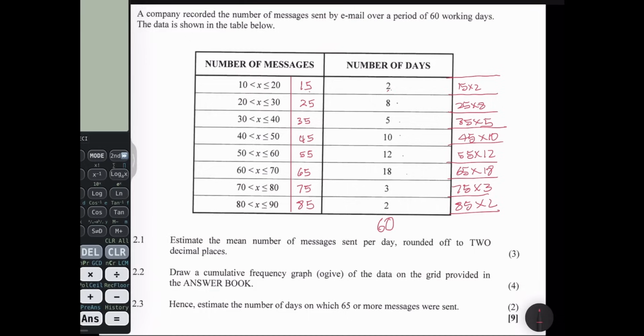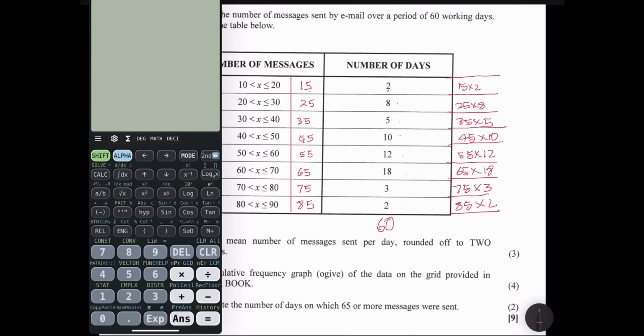Now I'm going to pull out my calculator: 15 multiplied by 2 plus 25 times 8, plus 35 times 5, plus 45 times 10, plus 55 times 12, plus 65 times 18, plus 75 times 3, plus 85 times 2. I get 3080.